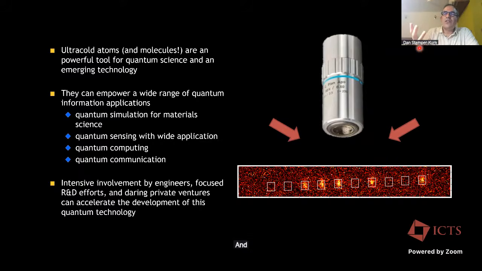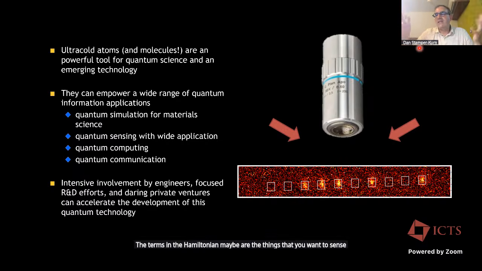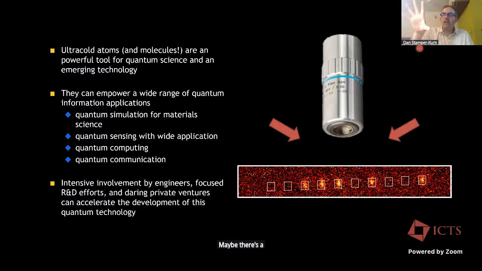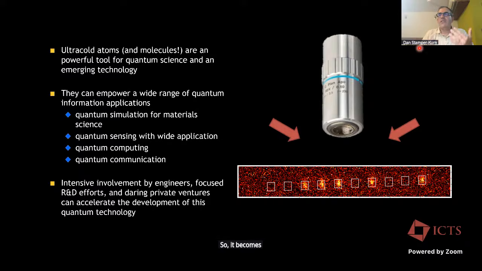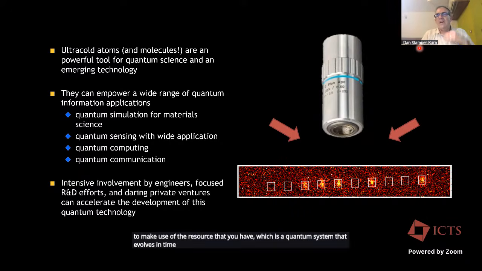And Hamiltonian learning is basically quantum sensing, because the terms in the Hamiltonian may be the things that you want to sense. Maybe there's a magnetic field that changes energy levels, or maybe there's a magnetic field that changes an interaction energy. So it's like a two-body operator, and you want to measure that really well. So it becomes like an information theoretical idea: what's the best way to make use of the resource that you have, which is a quantum system that evolves in time, in order to determine these quantities within the Hamiltonian?